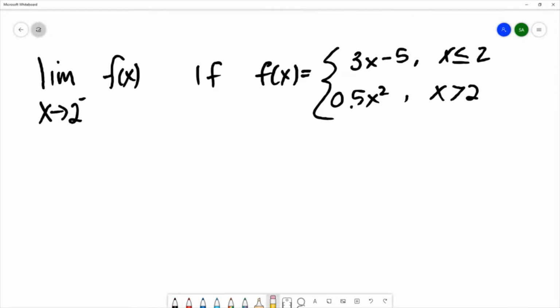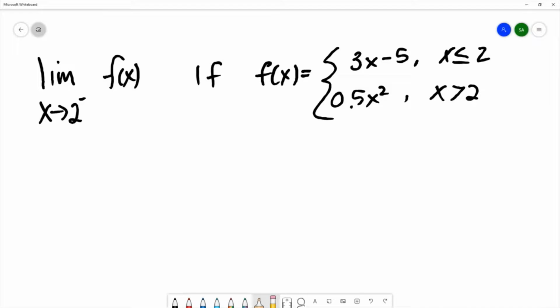So in this question, we want to find the one-sided limit, the limit as x approaches 2 with a minus, that's the limit from below. The limit as x approaches 2 from below of f of x, and f of x is this piecewise defined function. This piecewise defined function is 3x minus 5 whenever x is less than or equal to 2, and 0.5 x squared when x is greater than 2.